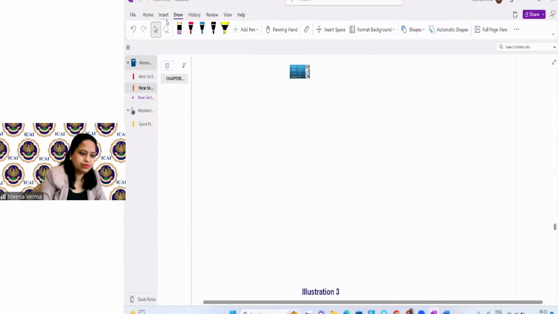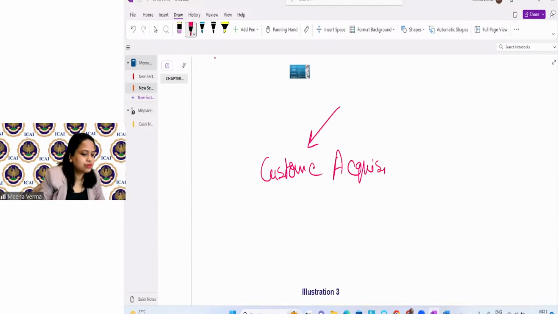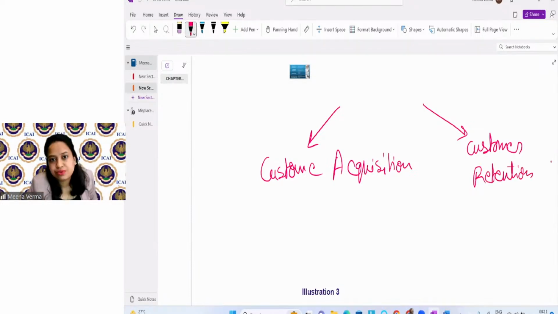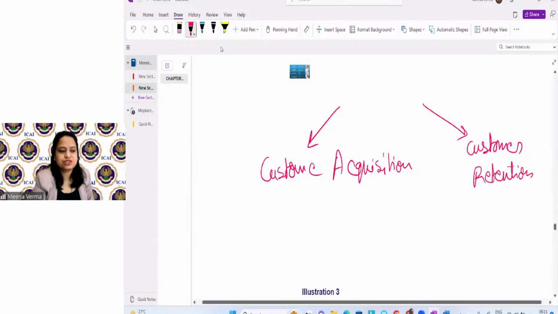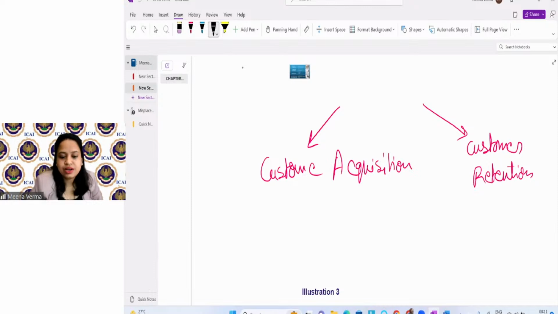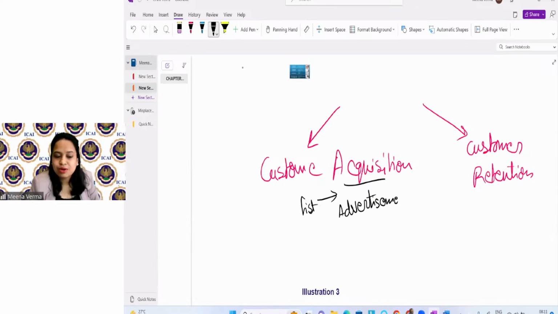All right. Customer acquisition and customer retention. These are two different things. They are not the same. Right? Dekho, acquisition means you have acquired your customer for the first time through advertisement. You have done good advertisement. Because of that, you have acquired the customer for the first time.